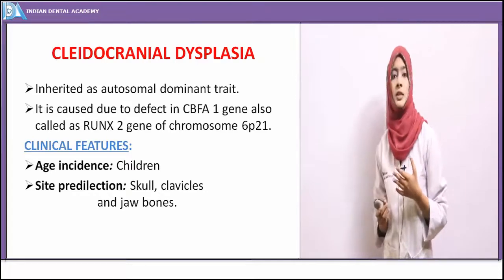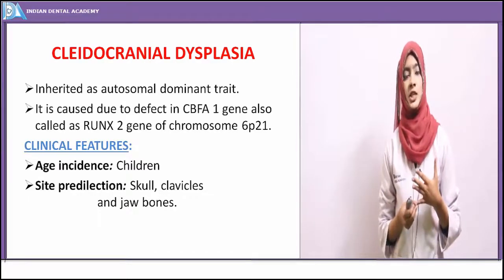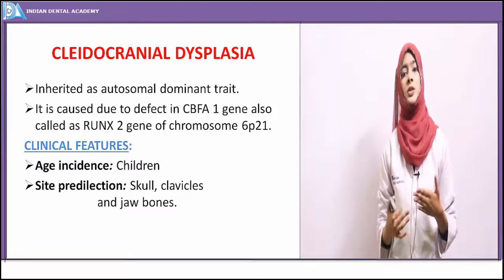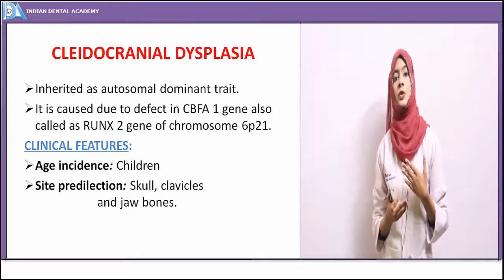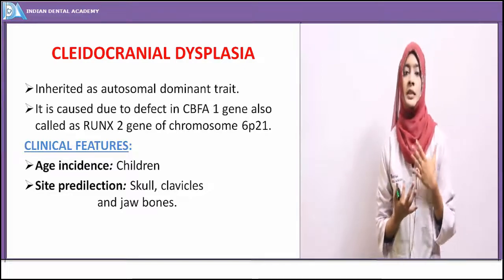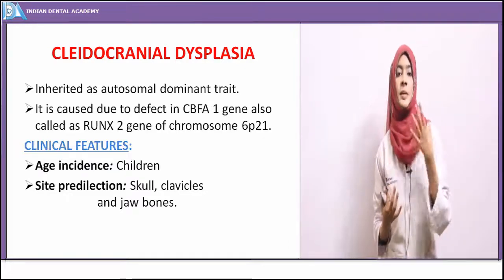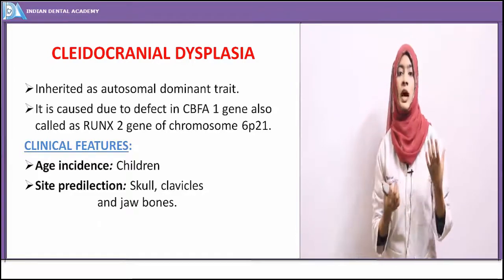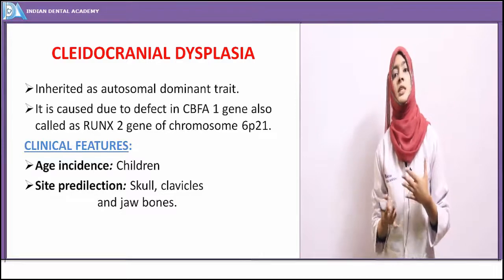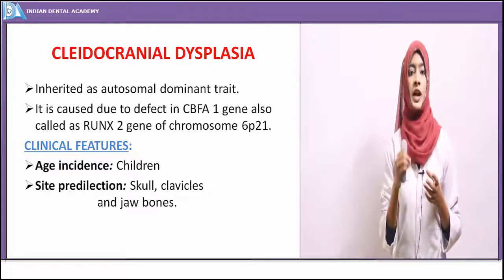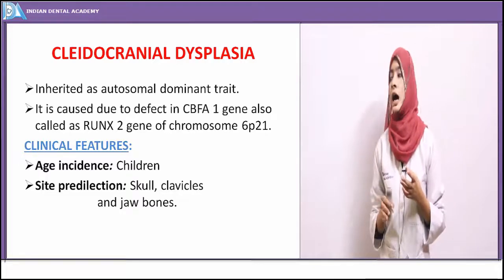So now we are going to see another skeletal dysplasia, that is the cleidocranial dysplasia. It is also a developmental disorder, congenital in origin. It is basically inherited as an autosomal dominant trait. Basically, in this disorder, there is absence of one or more clavicles. There is clavicular hypoplasia. The clavicle may be reduced to just a few fragments, or it may be completely absent.